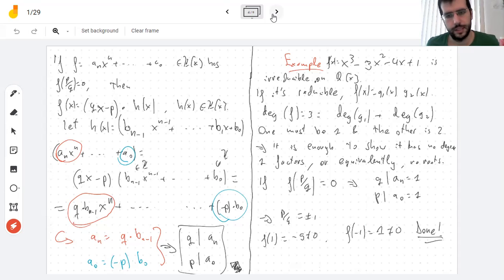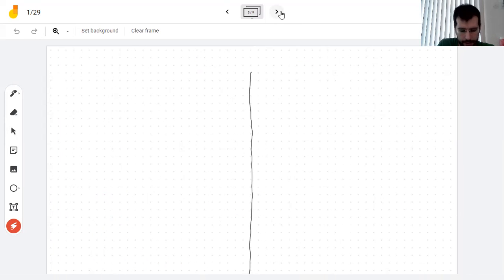Because of course, having degree 3 or 2 means you only need to check for no roots, which certainly makes life easier. Any questions? Okay. This stuff, however, is still powerful even for polynomials of higher degree.